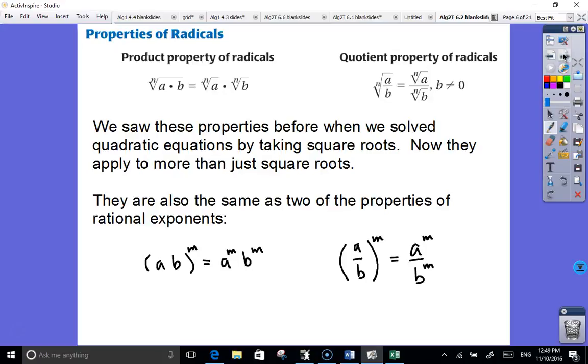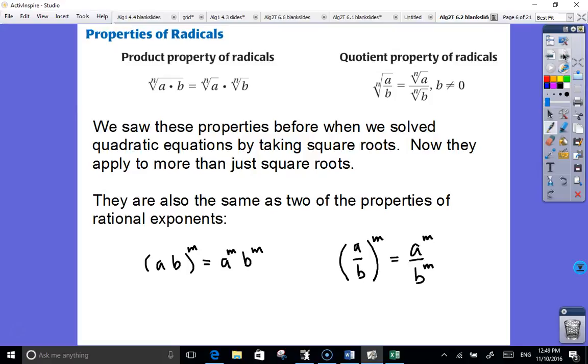Okay, here's properties of radicals. We used these before when we were solving by taking square roots in the quadratics chapter. We did that with square roots. Well, now they're more general. It's not just square roots, but it's any kind of root. Any kind of root means nth roots. That's what the n stands for.